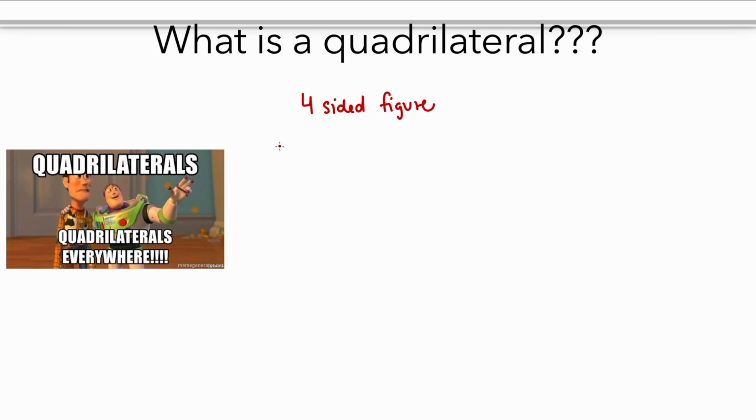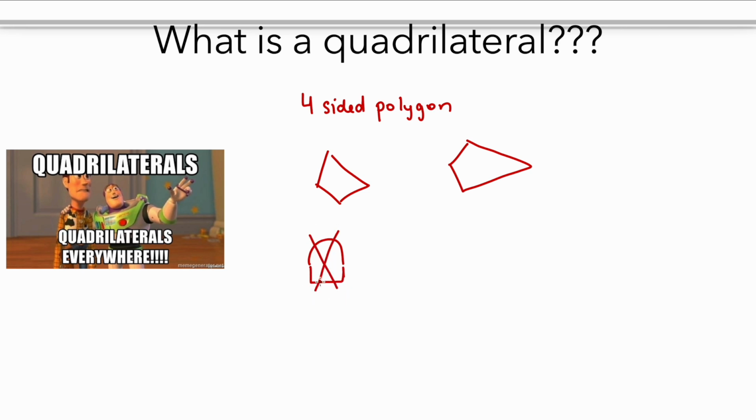Now, to specialize that, remember that you cannot have arcs or circles as part. So think of it as a four-sided polygon instead of a figure. Any four sides will create a quadrilateral. But remember, you cannot have an arc. This would not be considered a quadrilateral.